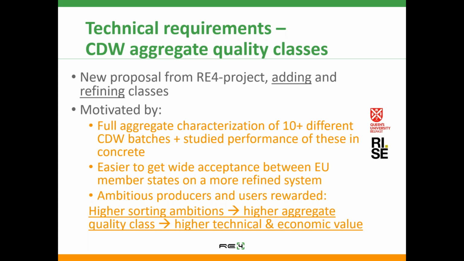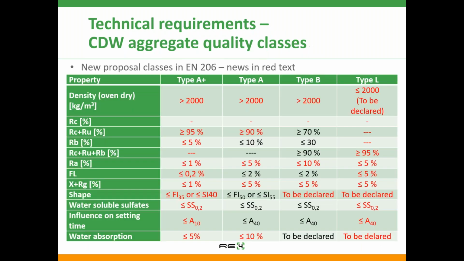And you can say that another goal of this, not only to get wider acceptance, is that we want to reward ambitious producers. So if you sort well, you get a higher aggregate quality class, and you will get a higher technical and economic value.